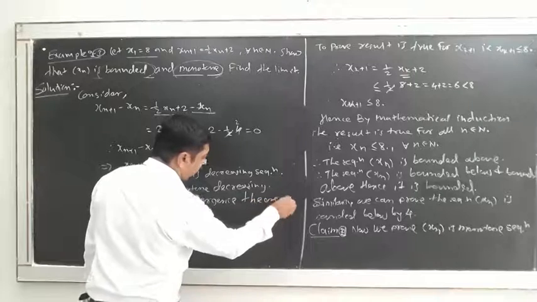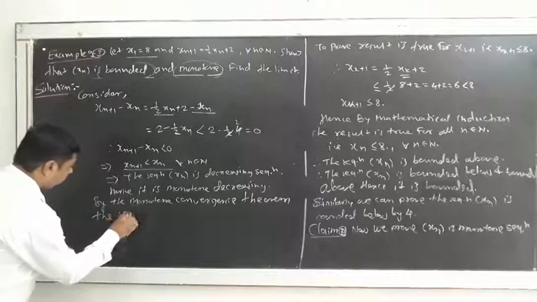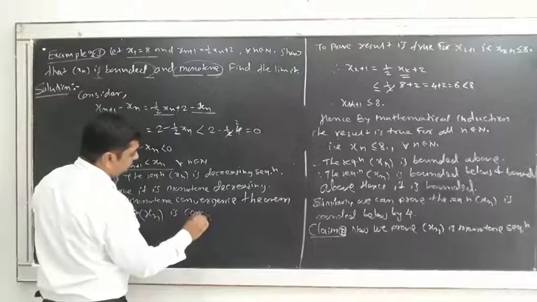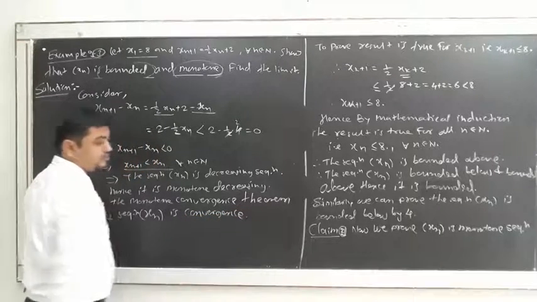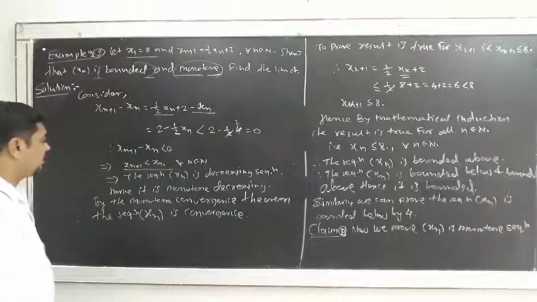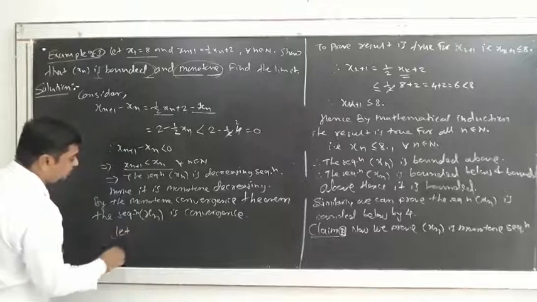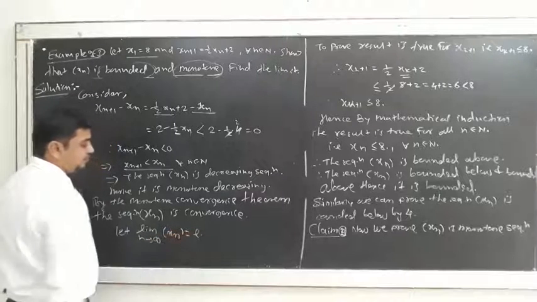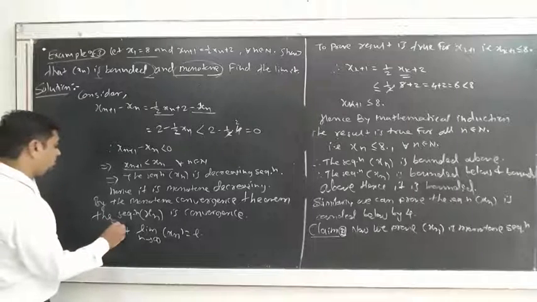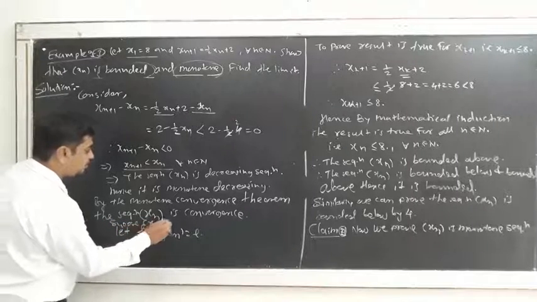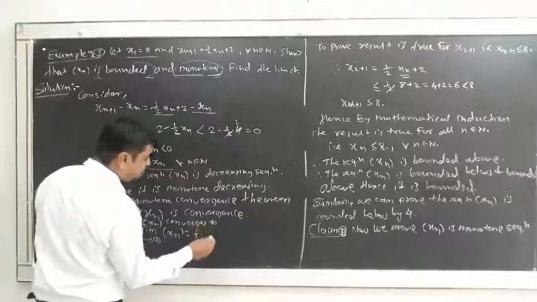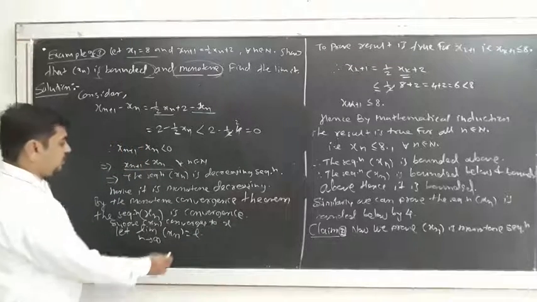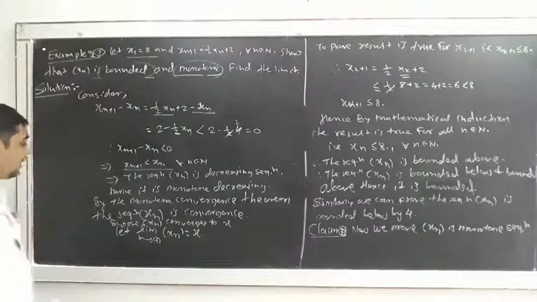the sequence xn is convergent. So it is convergent, and therefore we assume the limit as n tends to infinity of xn is equal to x. That is, suppose xn converges to x, and therefore we take here x. Okay, then what we can write?